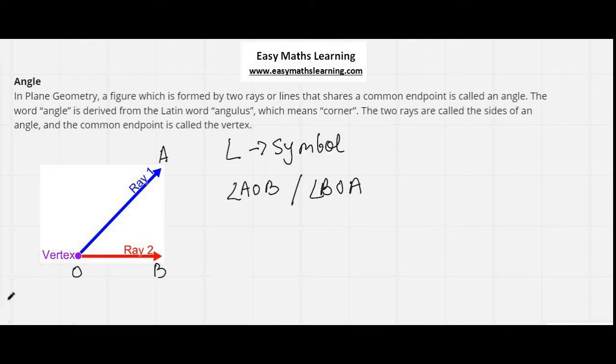Next we move on to the different types of angles. So now we are going to learn about the different types of angles. We can see there are mainly 9 different types of angles: acute angle, right angle, obtuse angle, straight angle, reflex angle, adjacent angle, complementary angles, supplementary angles, and vertically opposite angles.